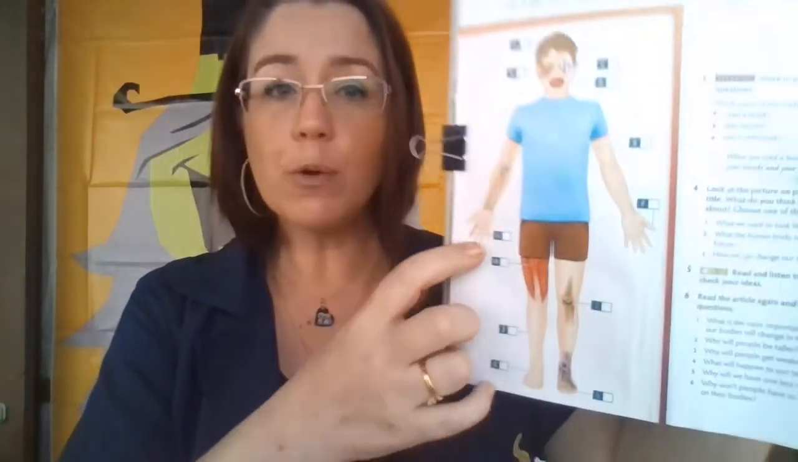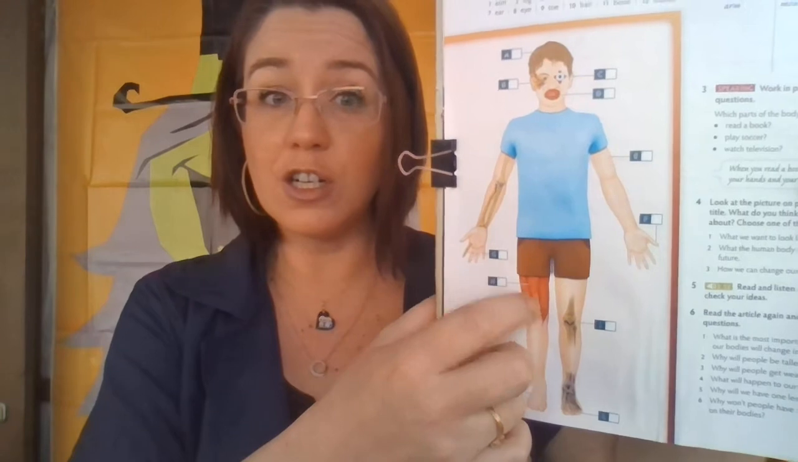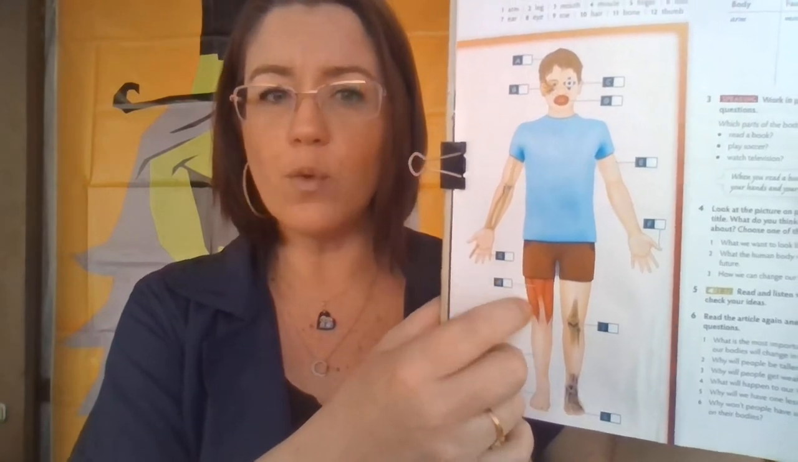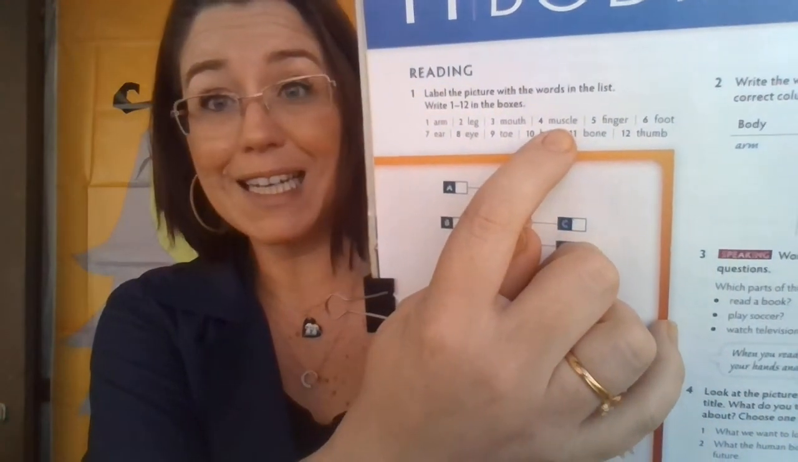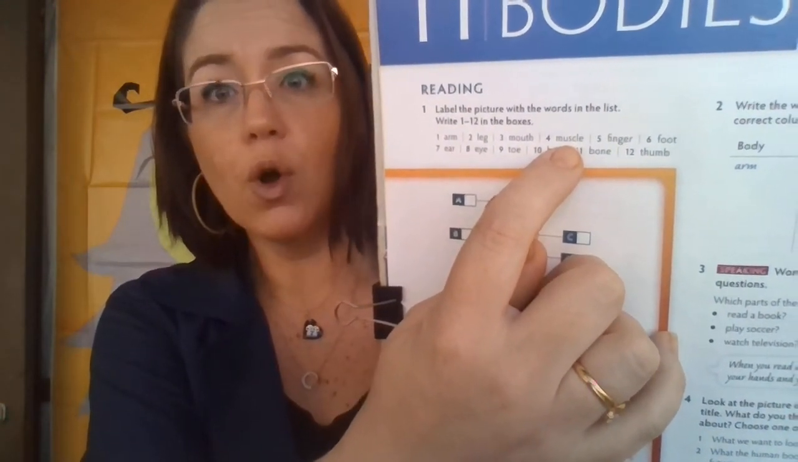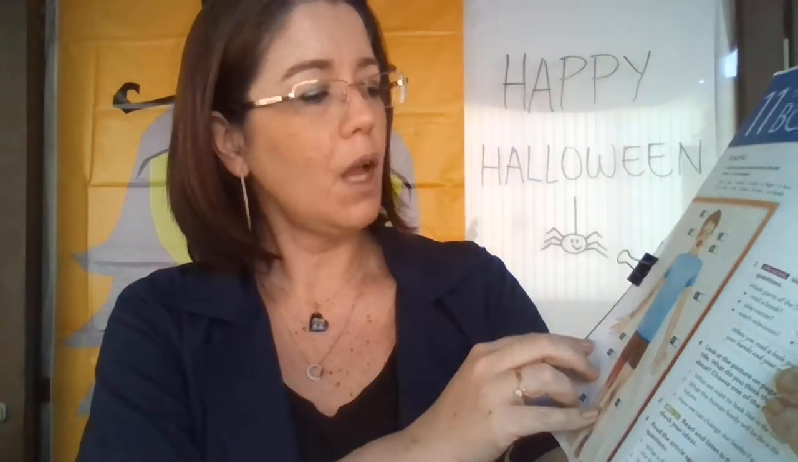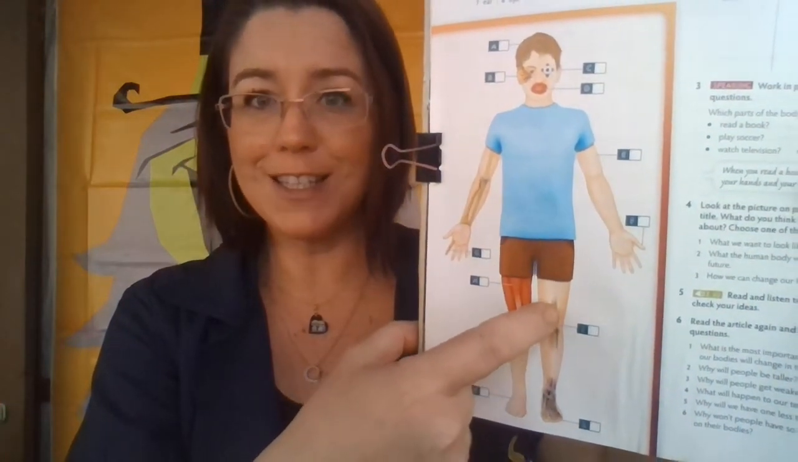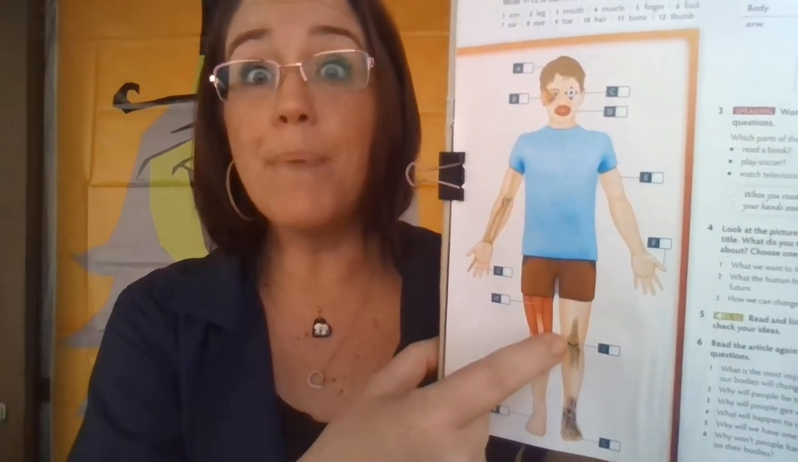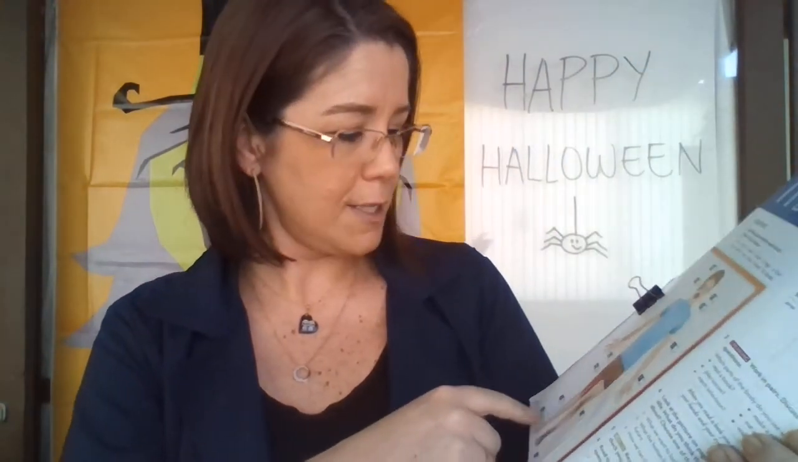H está apontando para uma parte internal do nosso body. What is this? Is the muscle. Ó, se escreve muscle, né? Mas a gente fala muscle. Muscle. Then we have letter I. Letter I, essa parte internal também, que é bone. These are bones. Alright? Letter J.